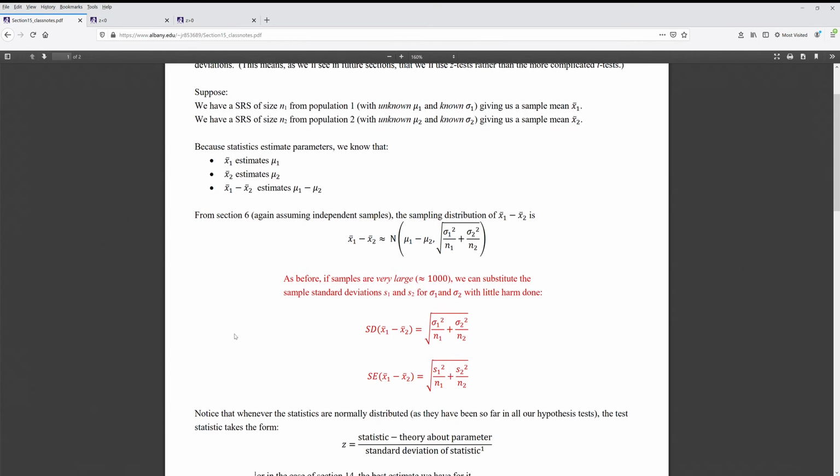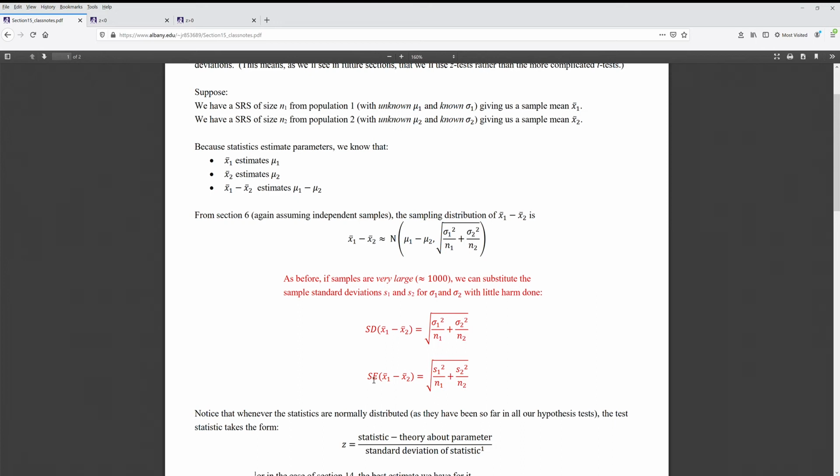As before, if the sample sizes are very large, say 1,000, then we can substitute the sample standard deviations S1 and S2. If you know the 100 ages or whatever that you picked, then you know their average and you know their S standard deviation. So you've got those. If the sample size is very large, you can make those substitutions without any problem. And we'll call that standard error as usual when we estimate standard deviation of a statistic.